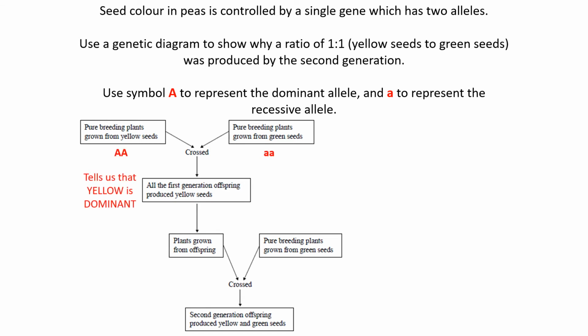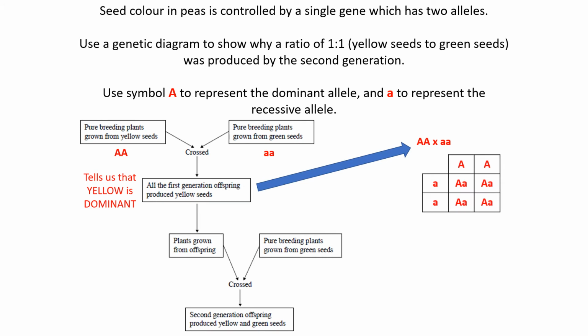So peas breeding plants grown from yellow seeds, both capital A, and green seeds, both small a. If we do the cross between these two, the Punnett square will get this result. So capital A and small a, that will be 100% heterozygous, and the color will be all yellow seeds because you have the dominant allele there.